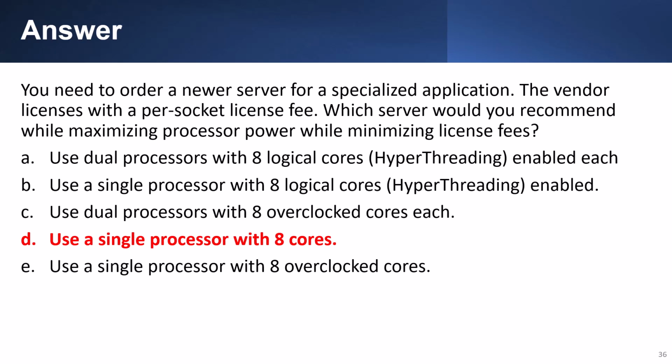You'll still need to look at the cost of the license and compare the cost of the processor, but most likely you'll save money to use a single processor with 8 cores since you only need to purchase one per socket license for the software. Also, the single processor with 8 cores will give you better performance than the single processor with 8 logical cores, since with hyperthreading that is only 4 cores.